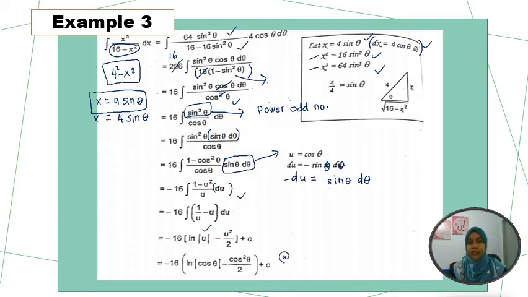We want to write this answer in the form of x. So the final answer we have, x over 4 equal to sine theta, so x over 4, so the adjacent is 16 minus x squared. So we have the negative 16 ln cos theta.